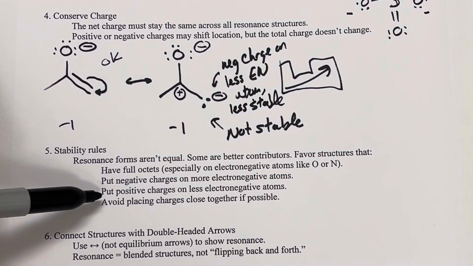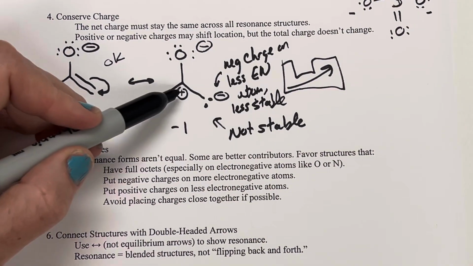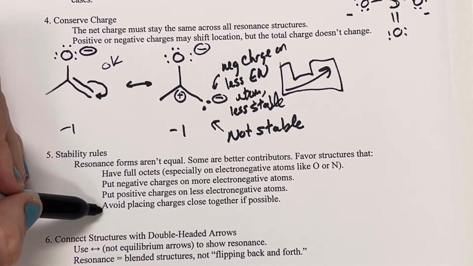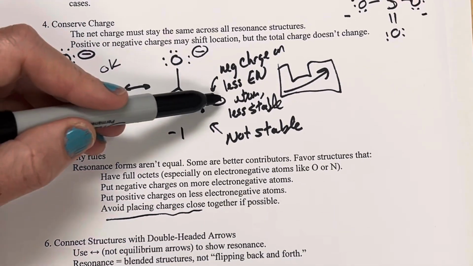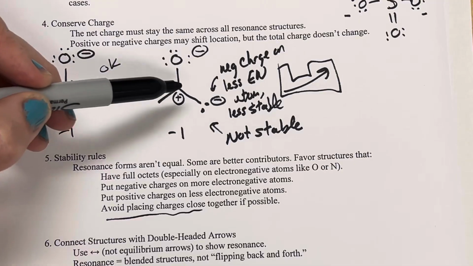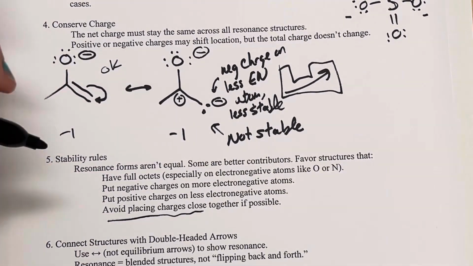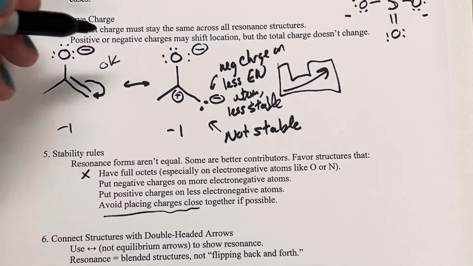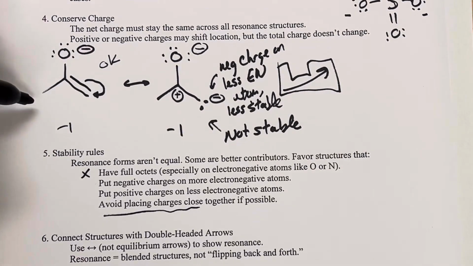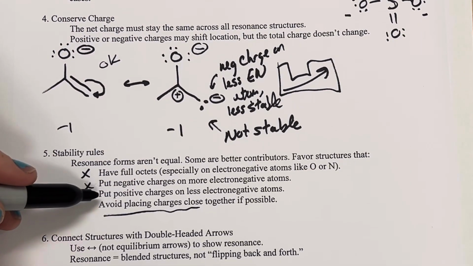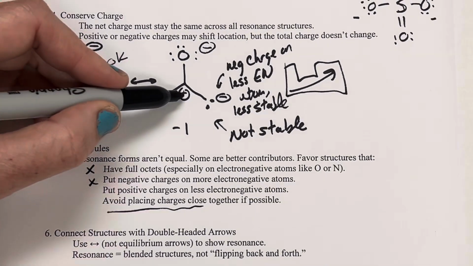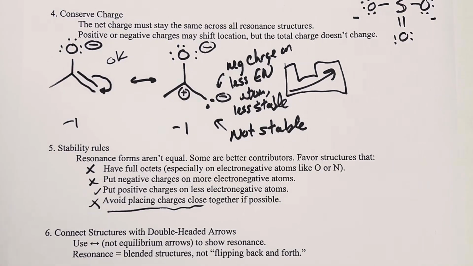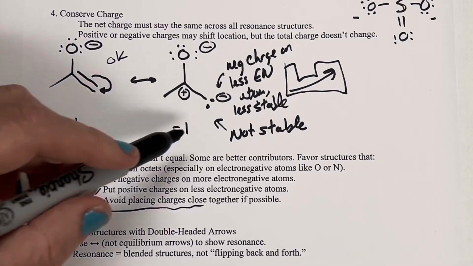You want to put the positive charges on the less electronegative atom. So here we have a positive charge on this. So this was decent. Okay, that's doable. But you also want to avoid placing charges close together. So here I have a negative, and on the very next carbon I have a positive, and on the very next oxygen I have a negative. So in this structure right here, we did not have a full octet. We did not put the negative charges on the more electronegative atom. If we had left this alone, that would have been better. We did put the positive charge on the less electronegative atom. And we did not avoid putting charges close together. So this structure would not be stable.